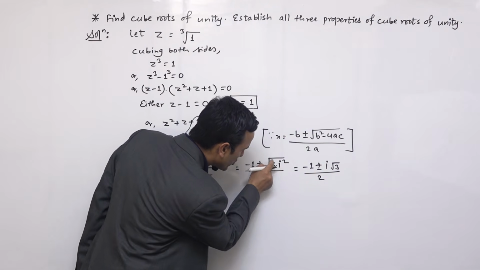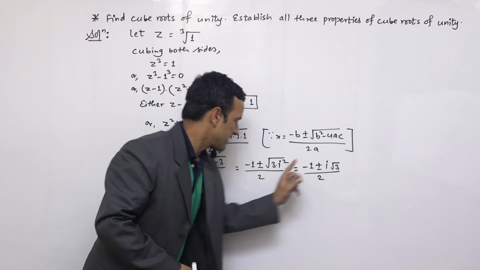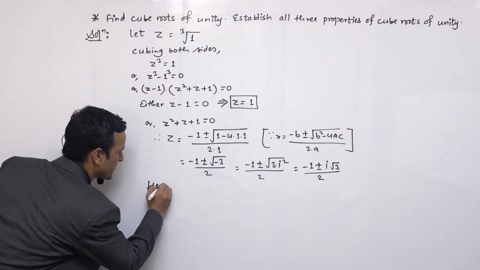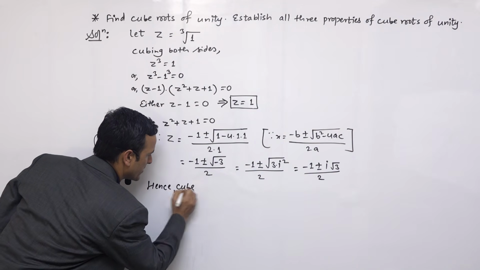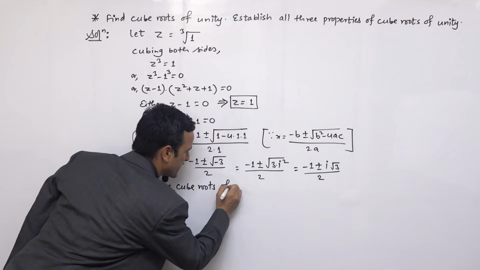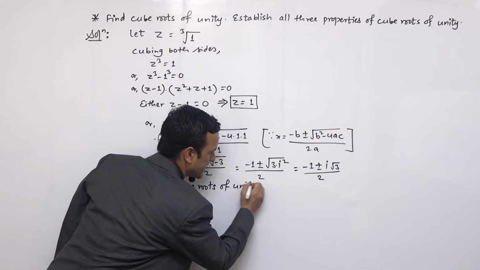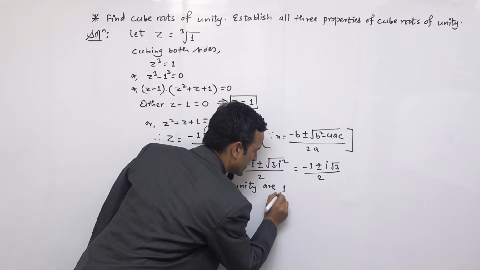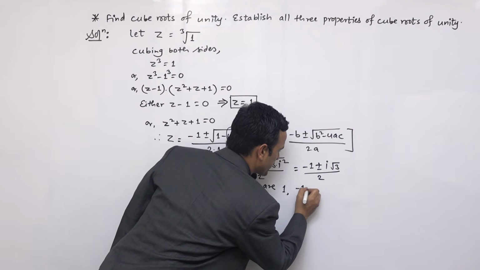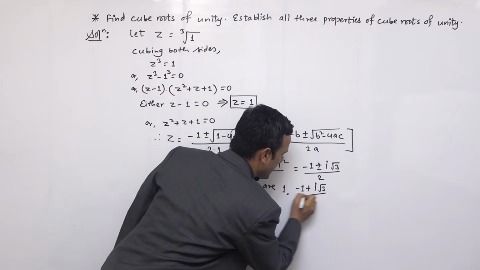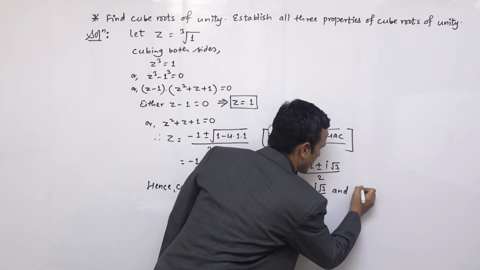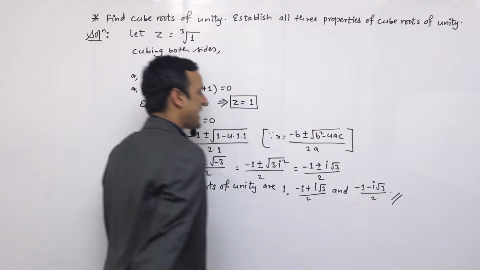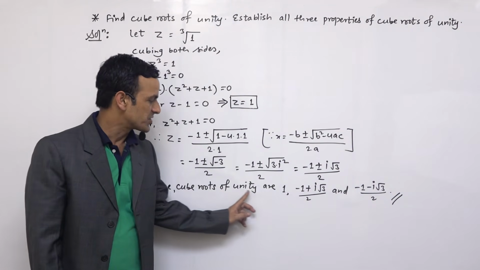Now यो i square चाहिँ root भन्दा बाहिर गएपछि i हुन्छ. Then after i root 3 divided by 2. So hence cube roots of unity are: one of the answers is 1. Then another answer is minus 1 plus i root 3 divided by 2, and another answer is minus 1 minus i root 3 divided by 2. So these are the required cube roots of unity.